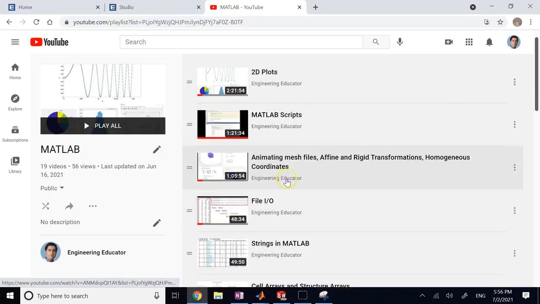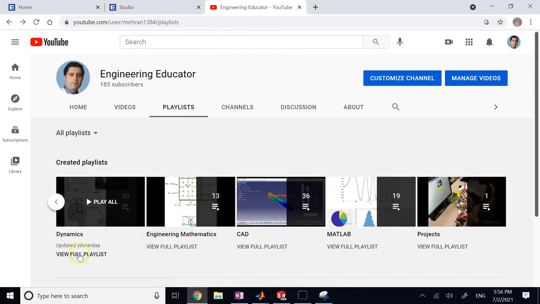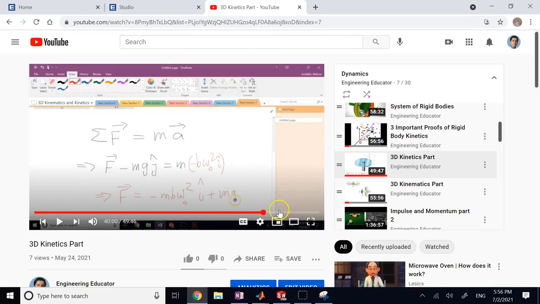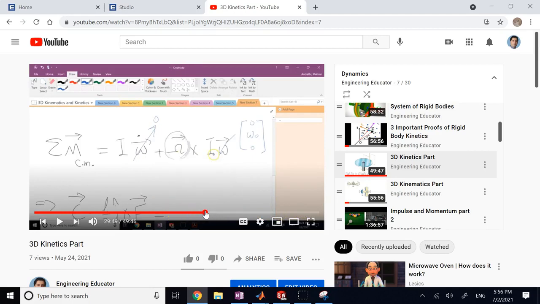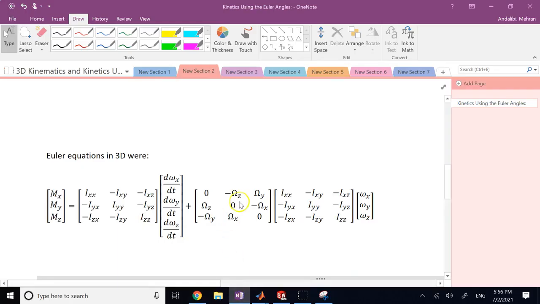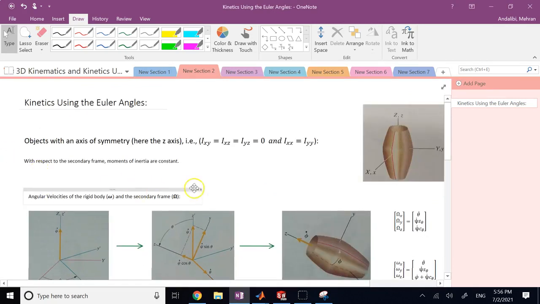As I said, if you go to that video on 3D kinetics that I published in my dynamics playlist here, 3D kinetics, you see that at the end of it, I showed you the Euler equations and I showed them in the matrix format. So let me show you. The idea is basically to use the Euler equations, which you can see here, for any application. And as I said here, we divide the discussion into two parts, objects with axis of symmetry and without. Now, for objects with axis of symmetry, we just mentioned, life is a little bit easier.